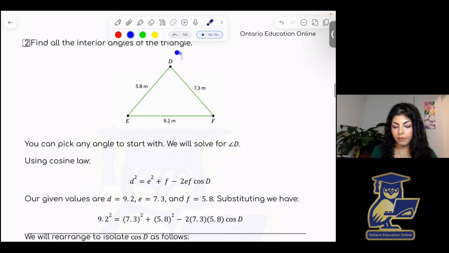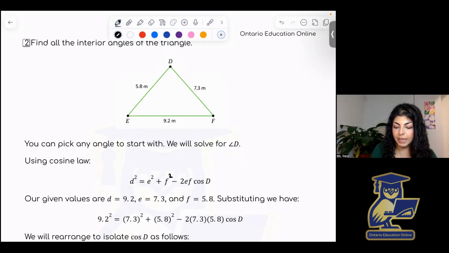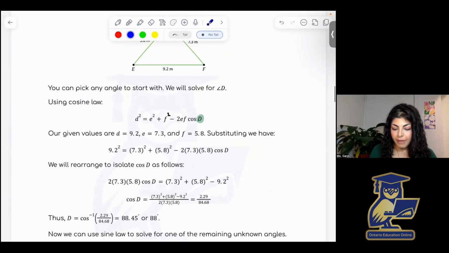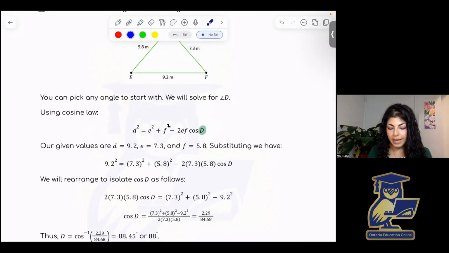So if I'm solving for angle D, I do have to make sure that because I will have cosine of D, then the first term here on the left-hand side will be D squared. And this will be equal to E squared plus F squared minus 2EF cosine of D. And remember, we are solving for this D value here. Now, substituting my values, D is 9.2, E is 7.3, and F is 5.8.